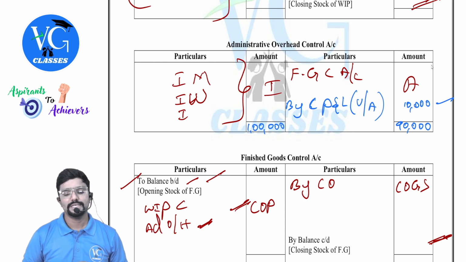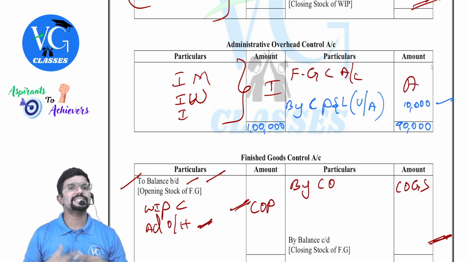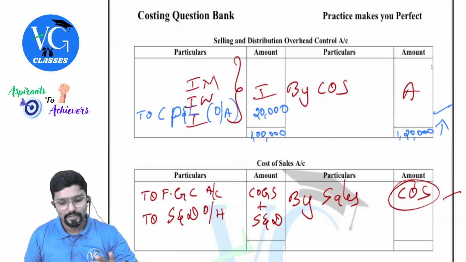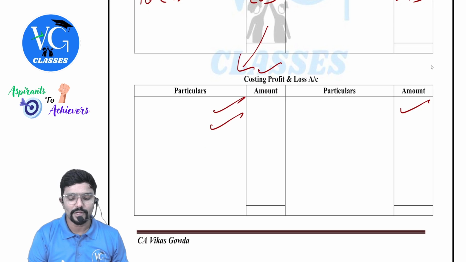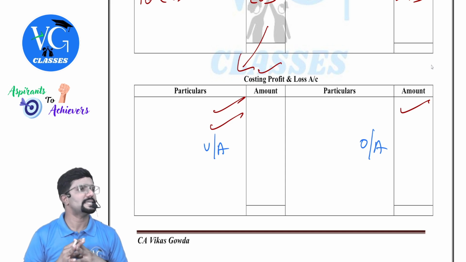Next, one more thing. Sometimes in the question, they would have given the opening. Guys, listen carefully. If question is not starting with any opening or closing balance of under absorption, then any under absorption or over absorption, we will always transfer it to costing P&L. Clear? So in costing P&L account, under absorption, we will record it on the debit side. Over absorption, we will record it on the credit side.